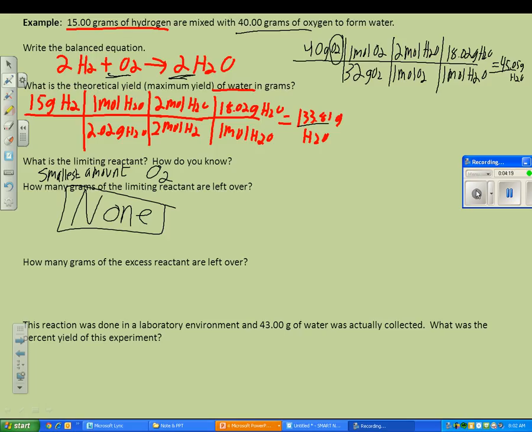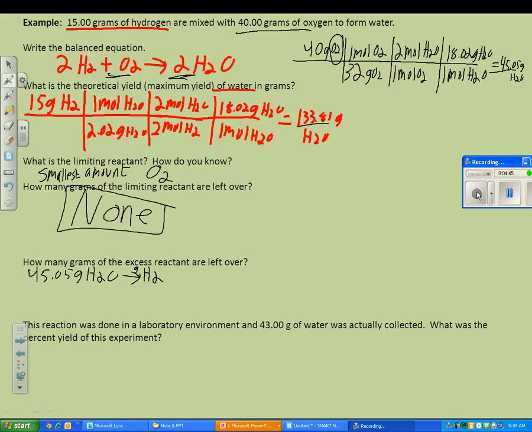We're going to start with how much limiting reactant you had. So we ended up with 45.05 grams of H2O. Now we're going to go back to how much of our excess reactant we have. So we're going from grams of H2O back to our excess reactant, which is going to be H2. So we're going to grams of H2.